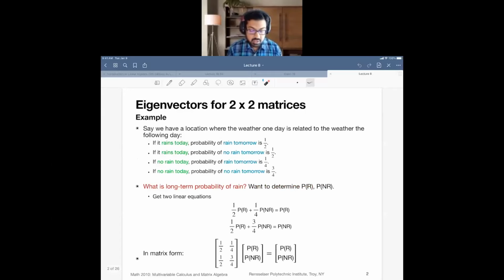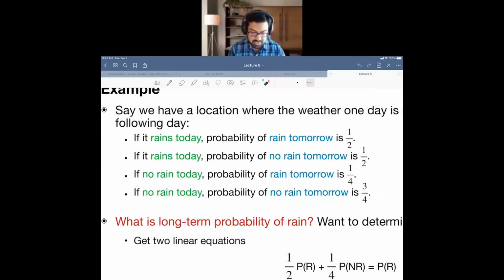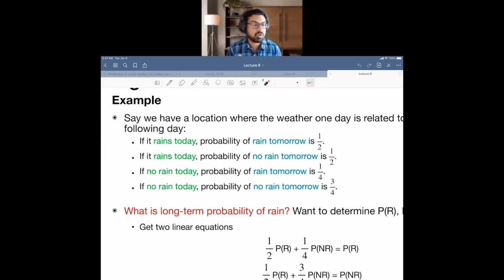Let's start off with an example problem, dealing with the calculation of the probability of rain tomorrow. We have an example where the weather on one day is related to the weather on the following day, and a few statements dictate this problem. If it rains today, then the probability of rain tomorrow is half, and the probability of no rain tomorrow is half, so we need the half and half to add up to one. Next, if there's no rain today, then the probability of rain tomorrow is 1/4, and the probability of no rain tomorrow is 3/4. So this is our problem. Essentially, we are trying to predict whether it'll rain tomorrow or not based on what we observe today.